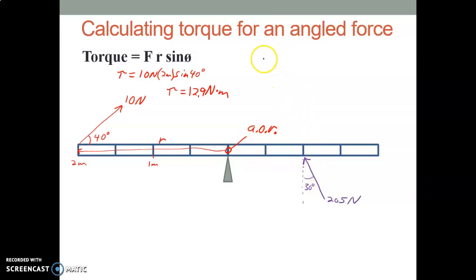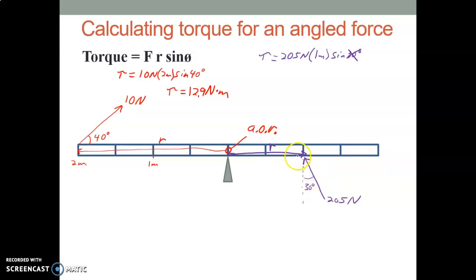So you might be tempted to just say tau equals 205 newtons times, remember 2 of these lines is 1 meter, so that's 1 meter times the sine of 30 degrees. You might think, oh, I'll just do that. But in fact, you don't want to use 30 degrees. And that becomes more clear if we draw from our axis of rotation over, and we see that 30 degrees is not the angle between R and F.